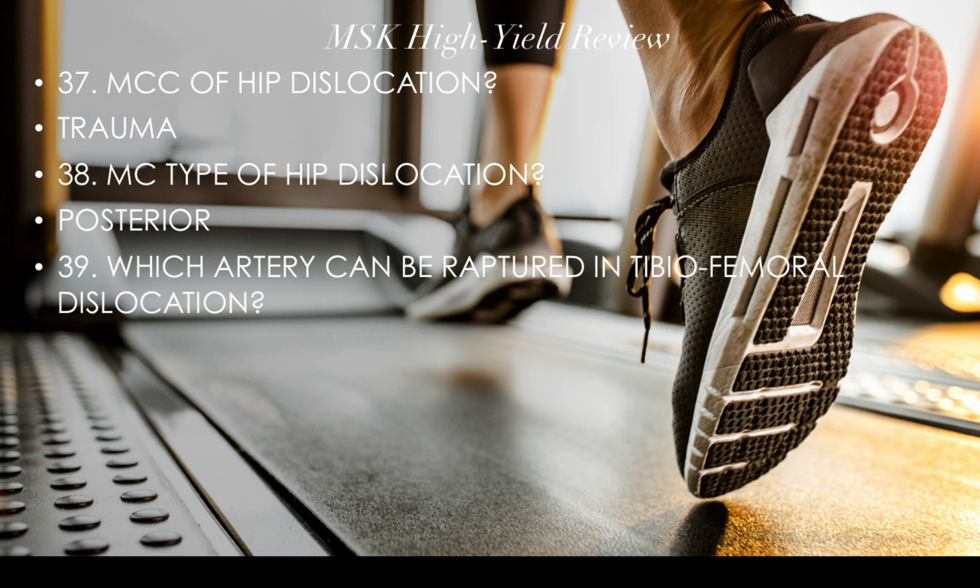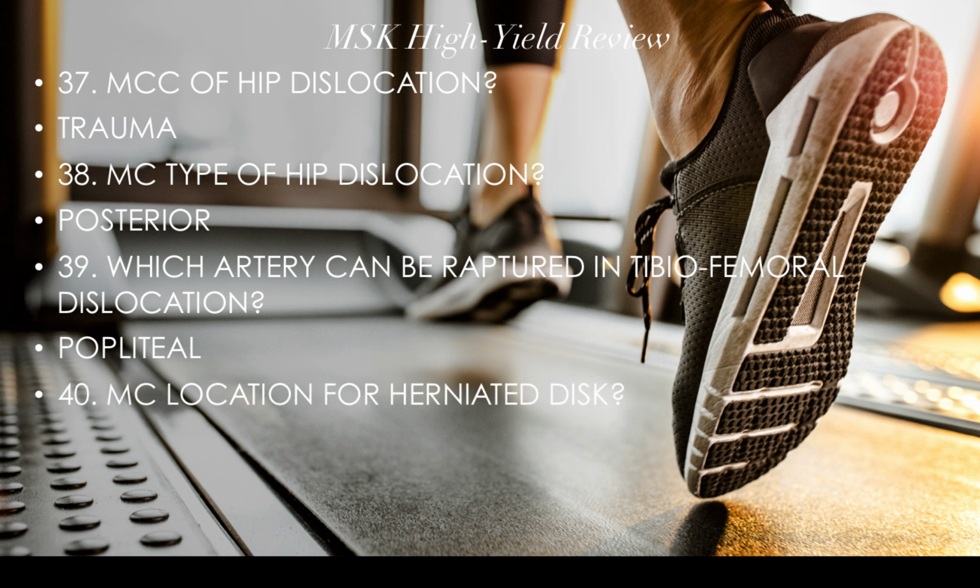Which artery can be ruptured in tibiofemoral dislocation? So if you dislocate your knee, you're likely going to be affecting the popliteal artery. The popliteal artery runs in the back of the knee, so if there is a dislocation, we can rupture the popliteal artery. Number 40. Most common location for herniated disc. So most common location would be L5-S1. L5-S1, most common location for herniated disc, and acute herniated disc could lead to cauda equina.